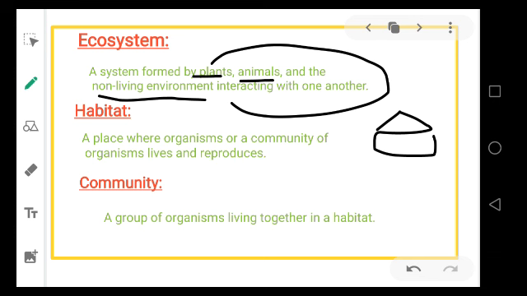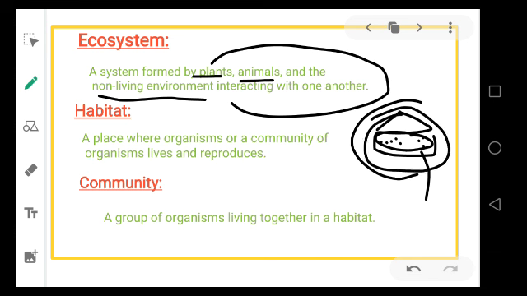Now community. Community is a group of organisms that are living together in a habitat. So if this is a home and the organisms living inside are together, this forms a community, okay? The group of organisms living together in a habitat is called community, and the house in which they're living, the environment in which they're living, that is habitat.